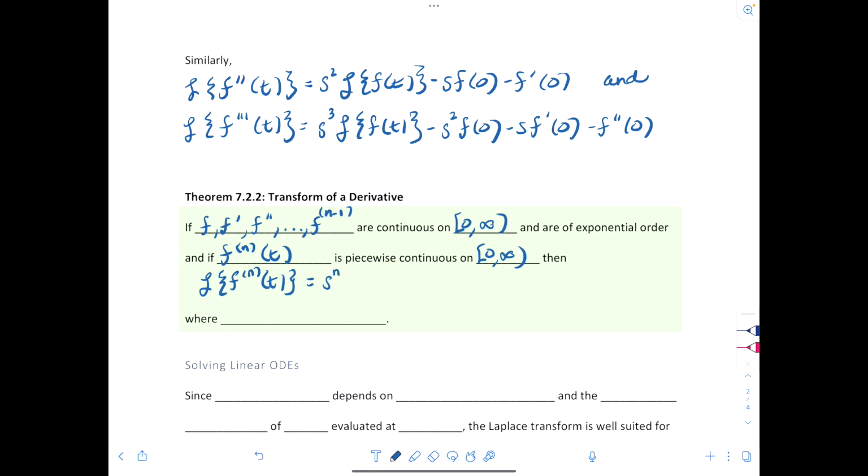s to the n times capital F at s, minus s to the n minus 1 times lowercase f at 0, minus s to the n minus 2 f prime at 0, minus ... minus the n minus first derivative of f at 0, where capital F at s is equivalent to the Laplace transform of f at t.